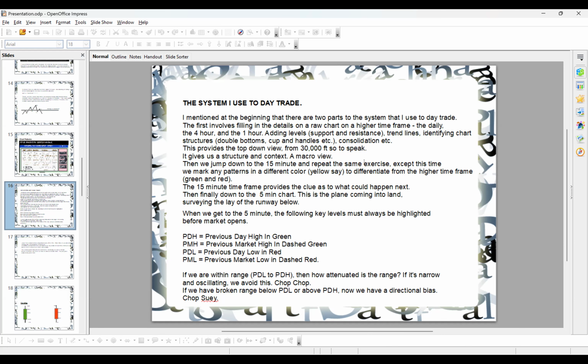So this is what I like to call the macro view. This is from 30,000 feet. So once I've done that, then what I do is I jump down to the 15-minute level and I actually repeat the same exercise. And I do it at the 15-minute level where I'm basically looking for trends. I'm looking for patterns. I'm repeating the same exercise that I just did at the macro level, but this time I'm doing it on a micro level.